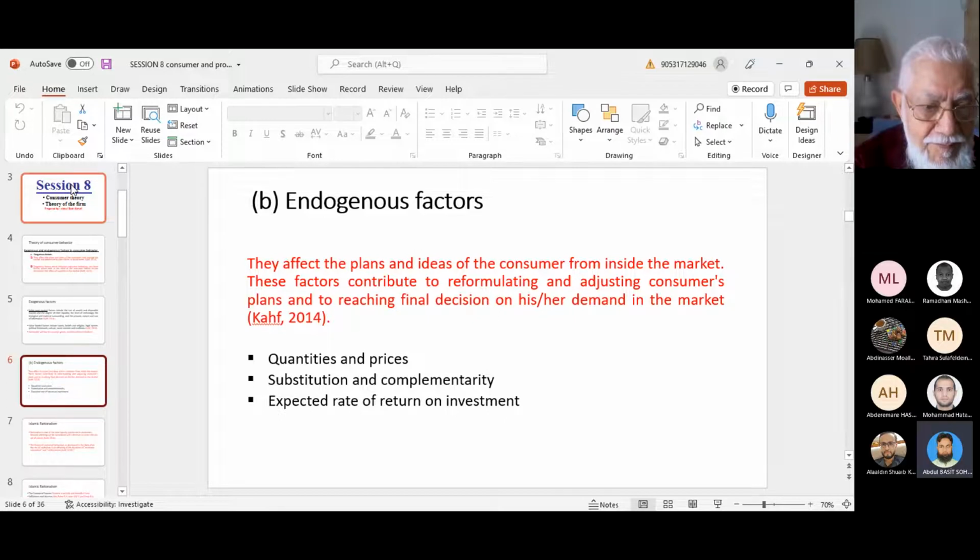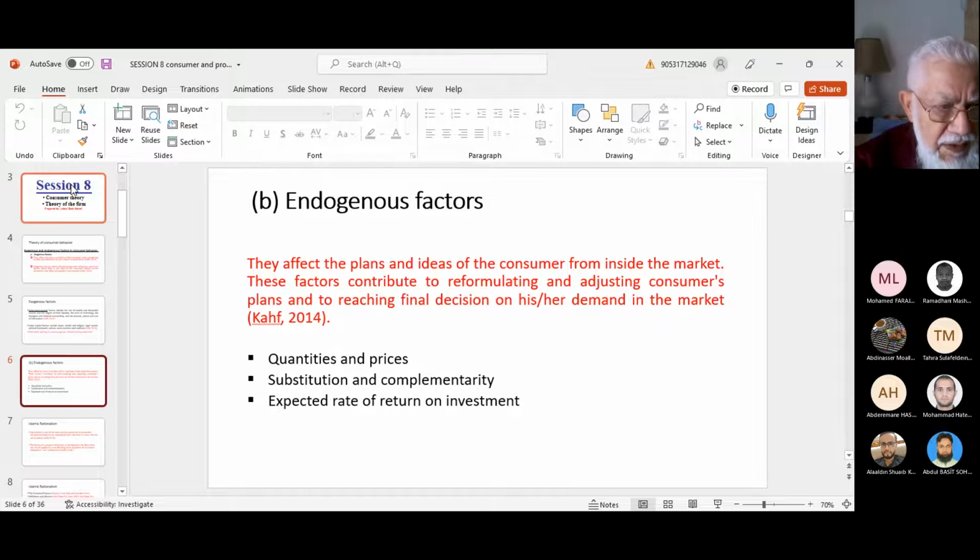Okay, so endogenous factors are those factors that affect the plans and ideas of consumer from inside the market. These factors contribute to reformulating and adjusting consumers' plans and to reaching final decision on his or her demand in the market. So these endogenous factors include the quantities and price of the different commodities in the market, the substitution and complementary goods also affect the consumer behavior. Expected rate of return on investment also affects the consumer.